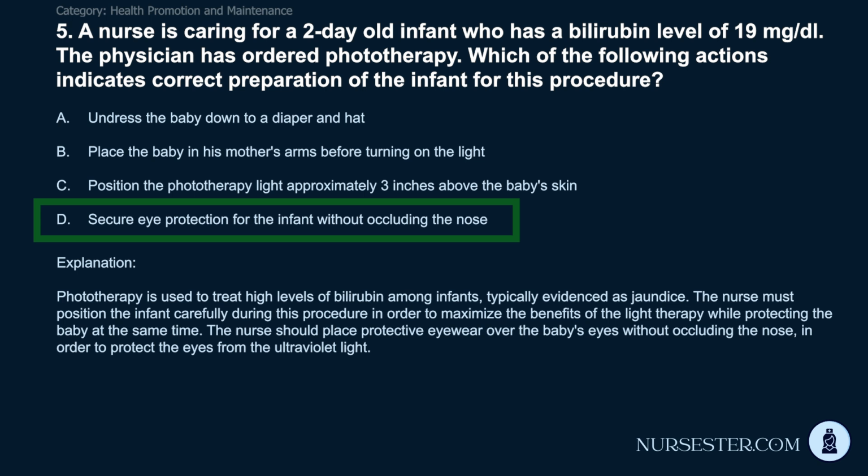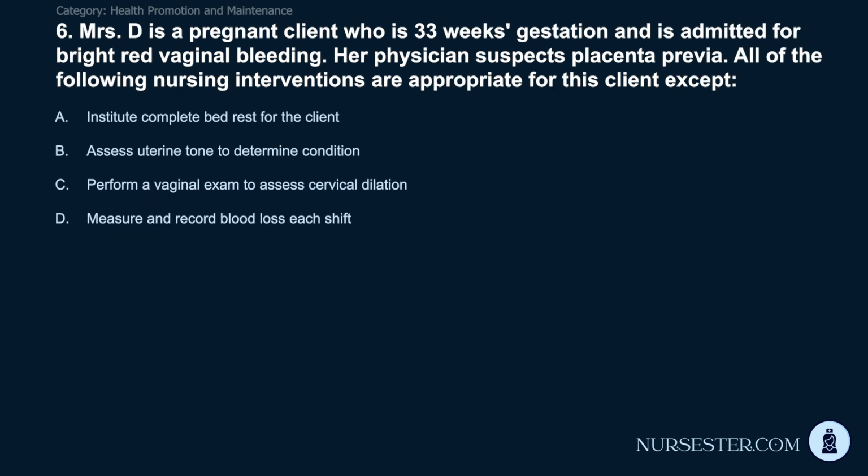Phototherapy is used to treat high levels of bilirubin among infants, typically evidenced as jaundice. The nurse must position the infant carefully during this procedure in order to maximize the benefits of the light therapy while protecting the baby at the same time. The nurse should place protective eyewear over the baby's eyes without occluding the nose, in order to protect the eyes from the ultraviolet light.